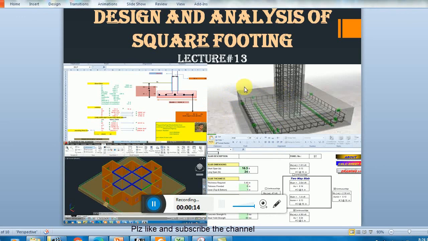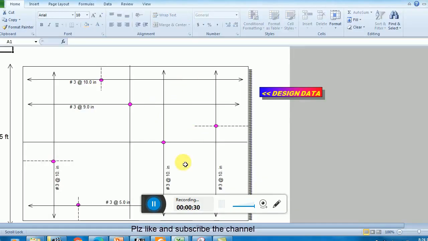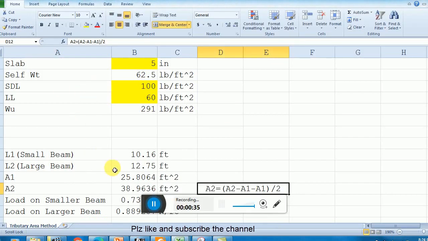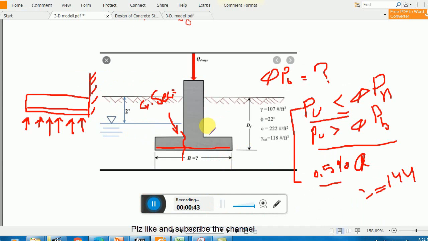Students, inshallah, in this lecture we will cover the remaining part of the square footing, as well as what we covered for that footing in the Excel sheet. If I have time, we will also discuss a little bit the detailing of the slab reinforcement in the Excel sheet, and a little bit about the tributary area in the Excel sheet. So this is a very informative lecture. Don't miss this lecture. Here we basically start our lecture number 12.